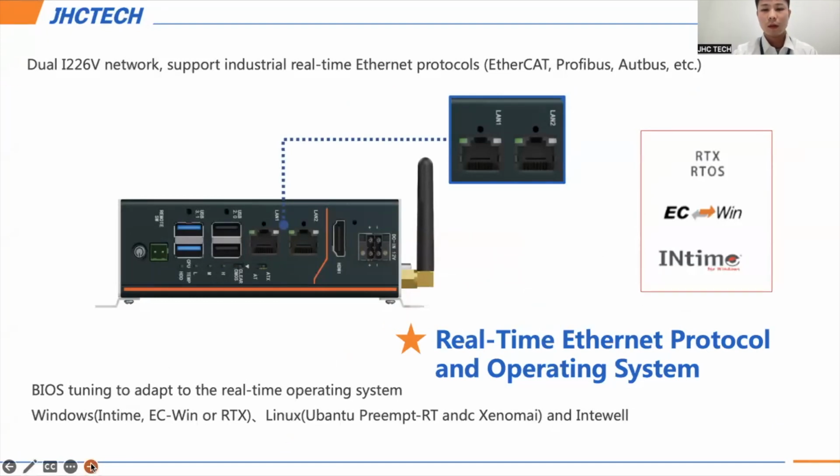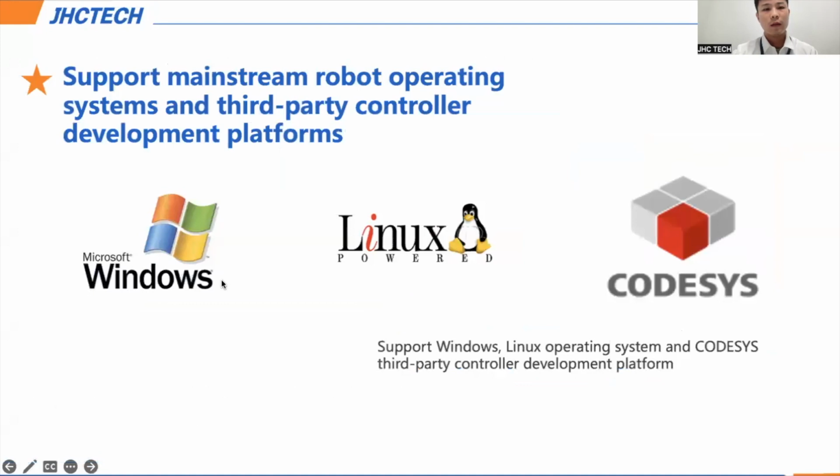Next is the operating system. It can support mainstream robot OS or third-party controller development platforms, such as Windows 10, Linux like Ubuntu or Debian, Preempt-RT or Xenomai, which is real-time software. It's a famous software.